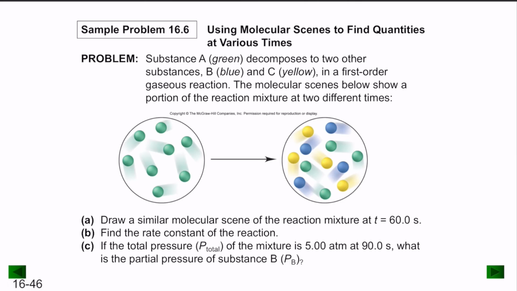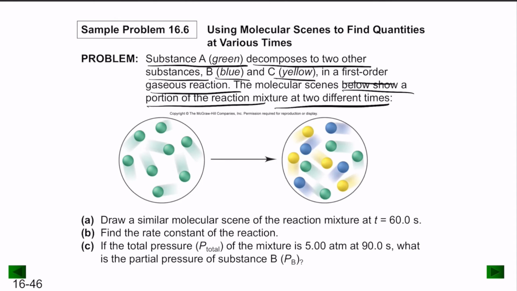So let's take an example here. What is given here? Substance A decomposes into two other substances, B and C, in a first-order gaseous reaction. The molecular scene shows a portion of the reaction mixture at 2 different times. So first, A is decomposing into B plus C. A here is green, B here is blue, and C here is yellow. Now, notice that each individual molecule splits into 2 molecules.